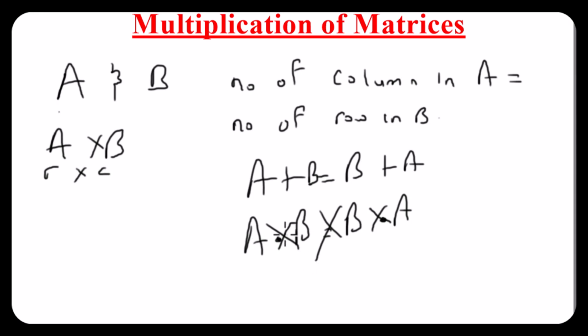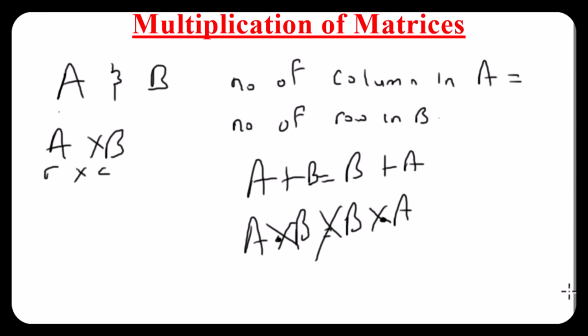So if I'm multiplying a matrix, maybe I'm taking its square, the order doesn't matter. So I'll have the same answer and also the same order. But for other types of multiplication, A times B would not always be equal to B times A.